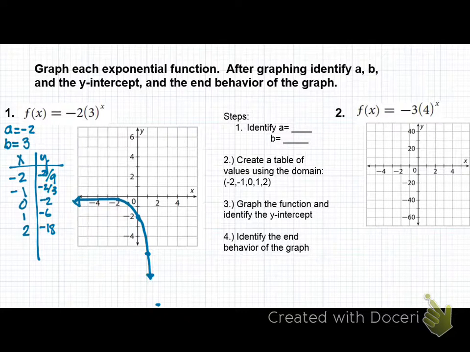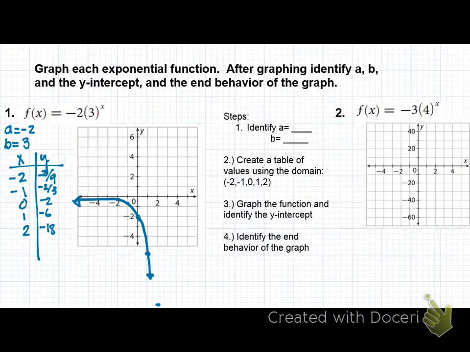Okay. And then look at our y-intercept. What's our y-intercept on our graph, everyone? Negative 2. Eyes up here. What is the y-intercept, everyone? Good. What's a equal to? Do you all see that connection there? Okay. Damien, you see that connection? Yeah? Okay. Number 2. Same thing.